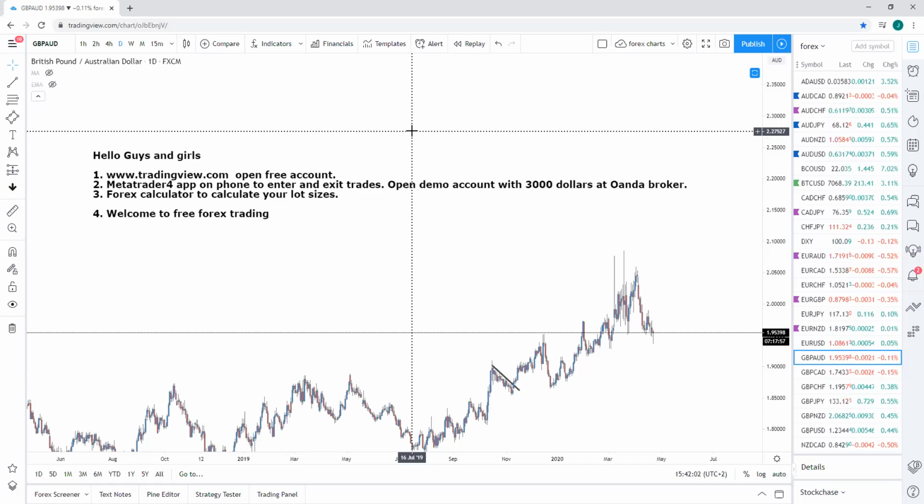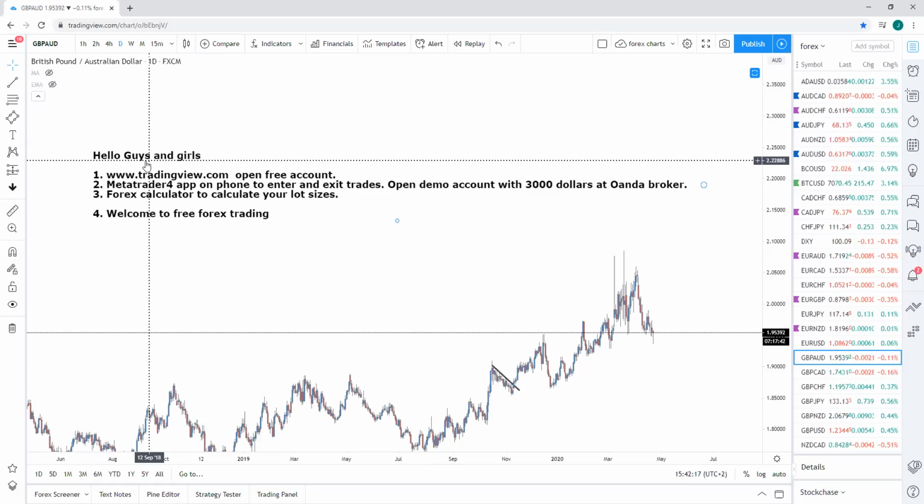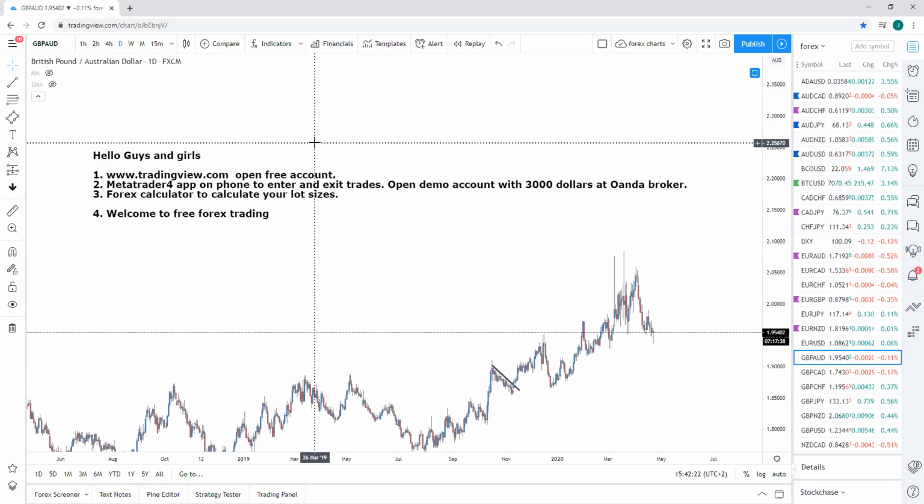I've been trading for just over 3 years now, and I know it's not a lot, but the channel is only for the basics, just to get you guys started. So the first two that I've shown you are very critical. You can't go without TradingView, and you can't go without the MetaTrader 4 app.